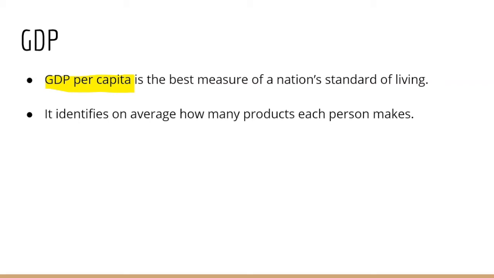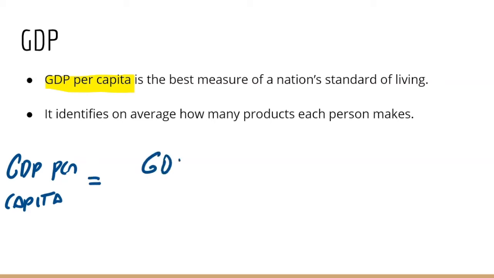And so how do we get to this, right? The equation for GDP per capita: remember, per capita just means per person, so we can rephrase that to say GDP per person. That equals our GDP divided by the population. And that gets us to our GDP per capita.